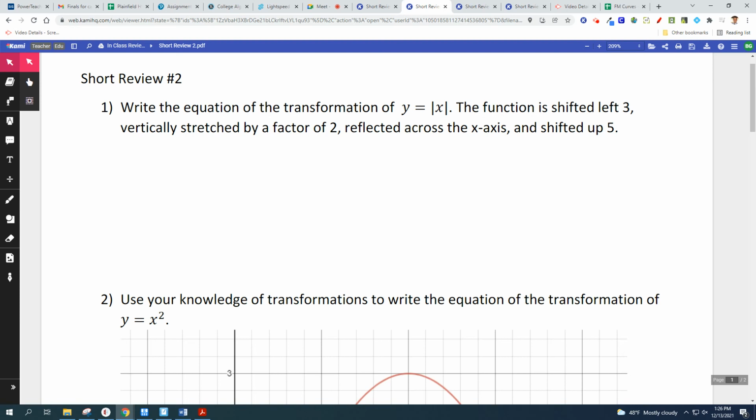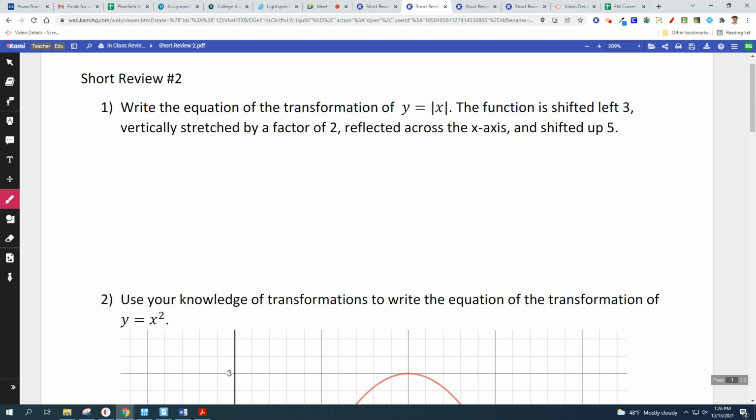Short review number 2, we're going to talk about transformations. It says, write the equation of the transformation of y equals absolute value of x. The function is shifted left 3, vertically stretched by a factor of 2, reflected across the x-axis and shifted up 5.